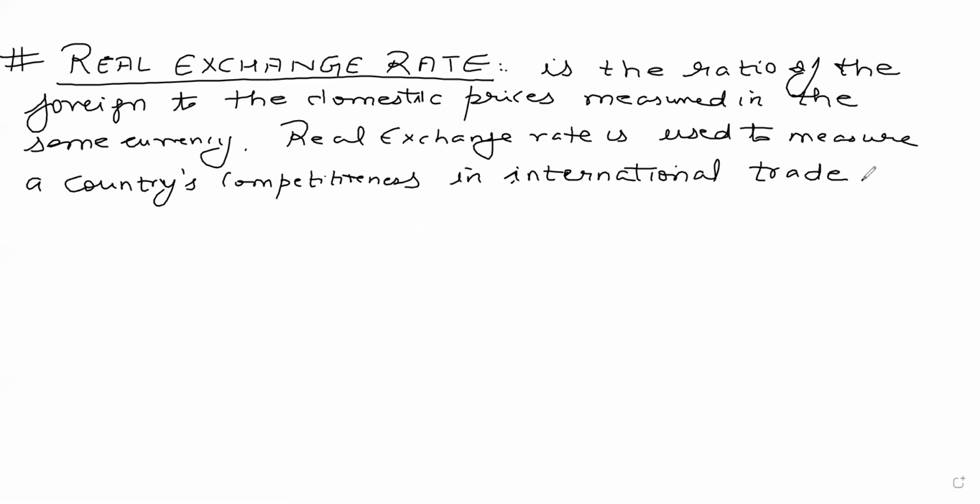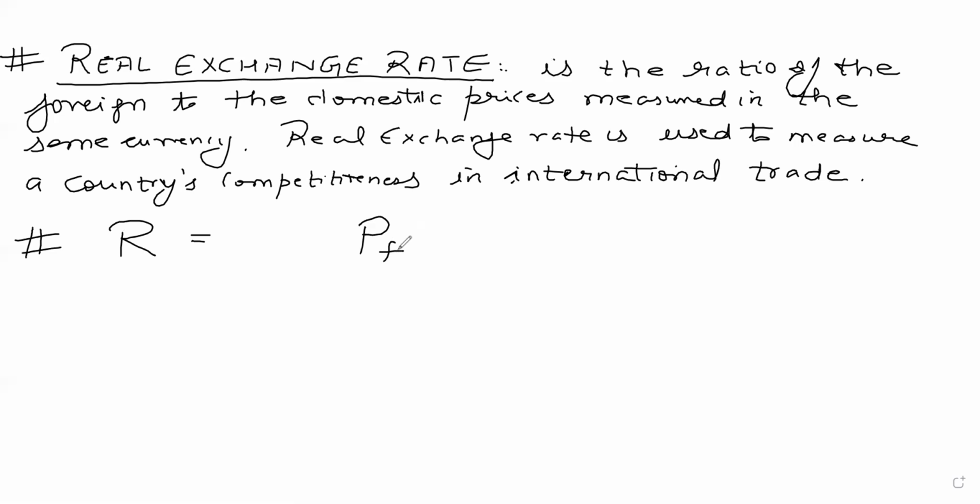Okay, so when we talk about the concept of real exchange rate, it measures the purchasing power of one currency in terms of the other currency, and it measures how much a country is competitive in international trade. So how do we mathematically derive the expression? First of all, we denote the real exchange rate by R. Now PF is the general price level in the foreign country.